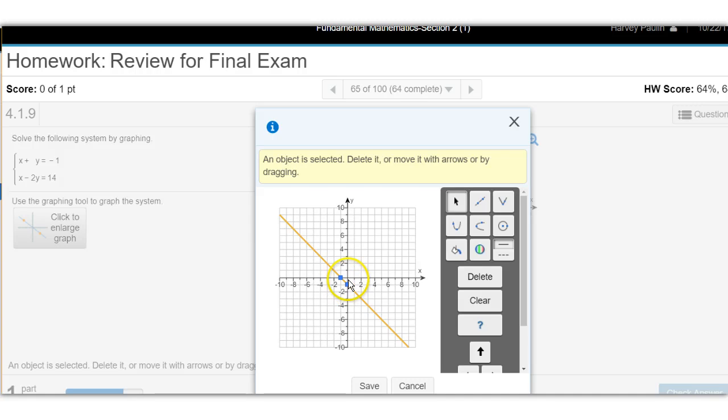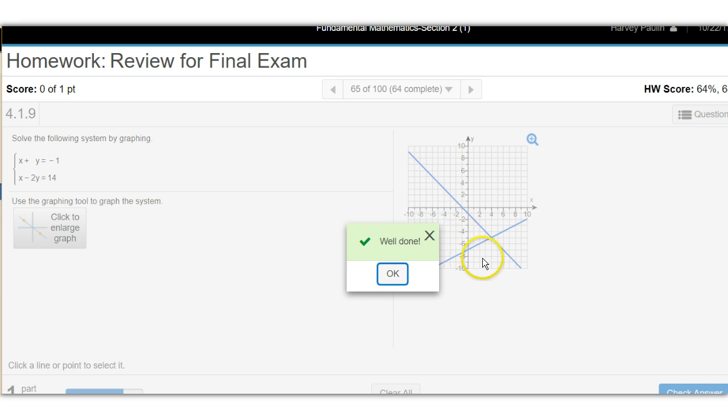So I put in my first set of intercepts, 0, negative 1, and negative 1, 0, and that's this line. Then I put in my y-intercept, which was negative 7 here. Then my slope was 1/2, so I went over 2, up 1, and it looks like they're intersecting right there, which is 4, negative 5. And I have that part correct.